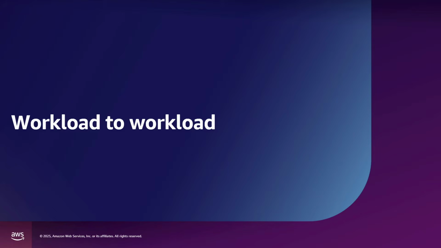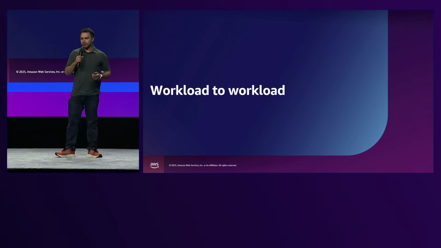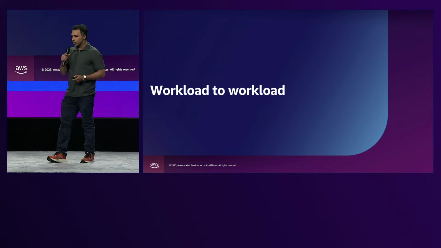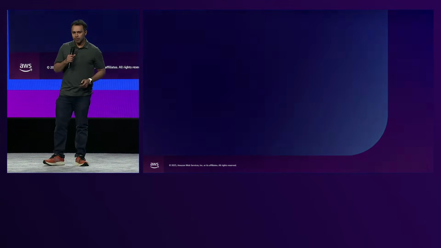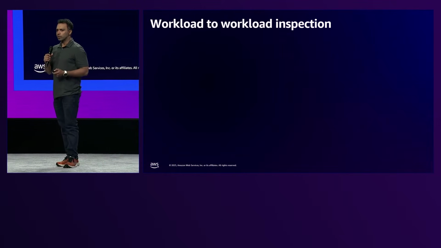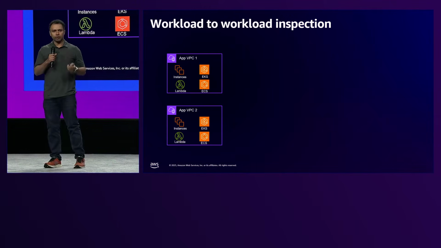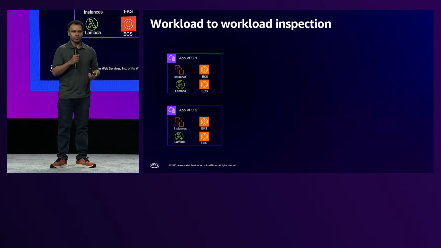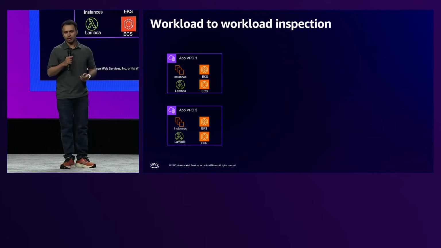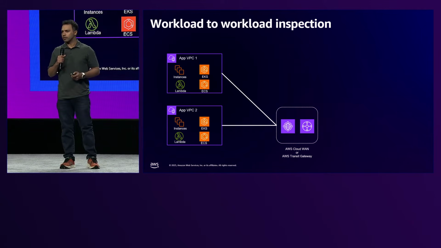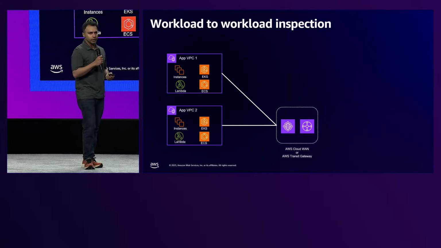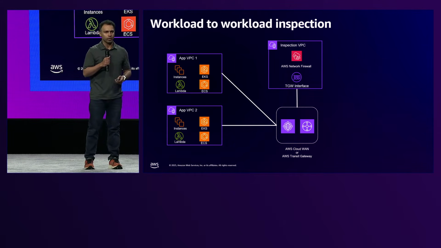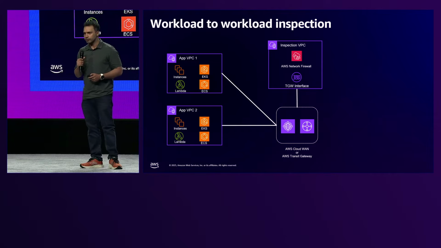Thanks, Tom. So folks, in this next section, we are going to be talking about workload-to-workload traffic patterns, inspection architectures, and any alternatives. So firstly, let's look at a workload-to-workload inspection-based architecture. Your use case is two VPCs. The VPCs can have various flavors of compute inside of them. They are connected to each other using Transit Gateway or Cloud WAN. And your use case is to punt all the traffic between these two VPCs through an inspection firewall that is also connected to the Transit Gateway.